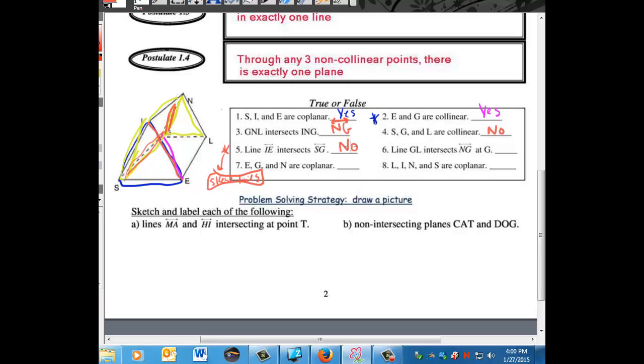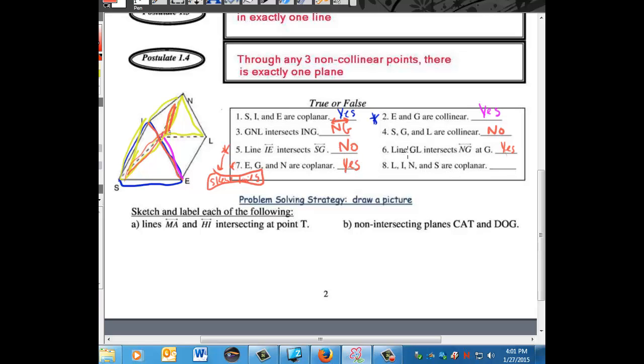Say no here. 6. Line GL intersects in G at point G. So GL and G, yes, these 2 lines intersect at point G. That would be a yes. And are E, G, and N coplanar? E, G, and N. And again, let's put a star here. This is visually confusing. But E, G, and N, they appear to not be on the same plane, but actually they are, because through any 3 non-collinear points, there exists one plane. So I can put a yes here.